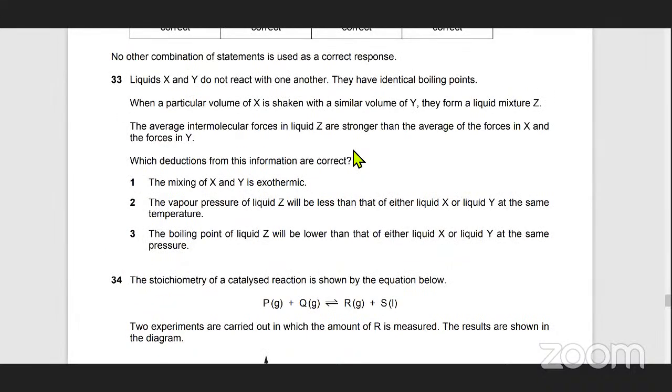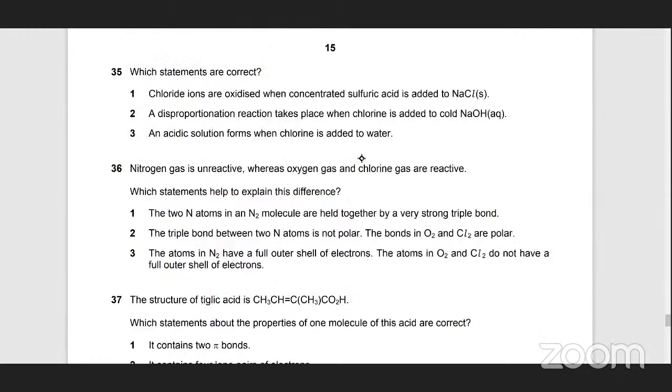So let's start with question number 35, and the question states, which statements are correct? Chloride ions are oxidized when concentrated sulfuric acid is added to NaCl. No, that does not happen.